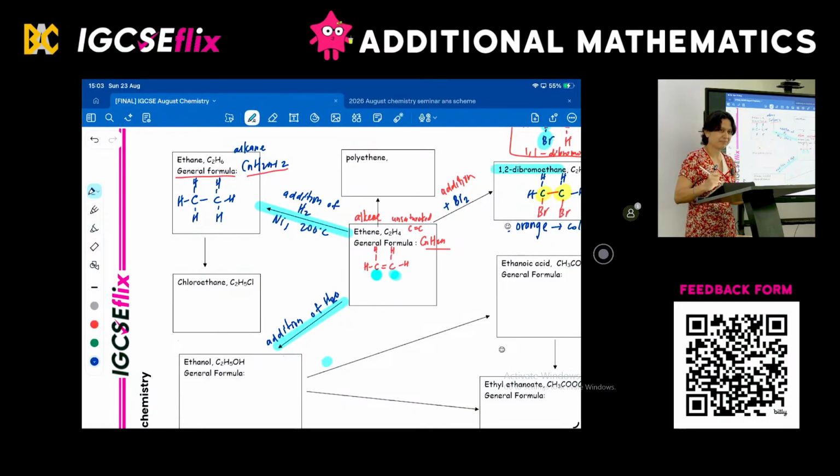Yes, it's steam. Addition of steam. Teacher, why you write water? Because it's at how much temperature? Who can remember? 300 degrees Celsius.